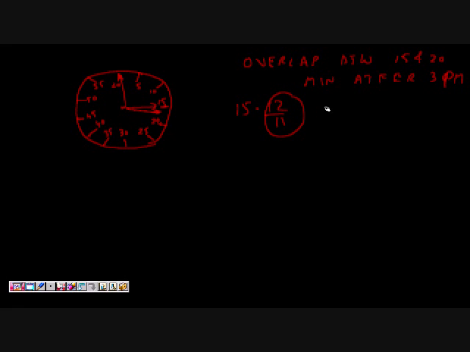180 by 11 is equal to 16 4 by 11 minutes. So the hands on the clock will overlap 16 4 by 11 minutes after 3 o'clock. So we can use the correction factor to find out when the hands of the clock will overlap. Okay, so they will overlap 16 4 by 11 minutes after 3 o'clock. Okay? That's how you solve some of these problems.